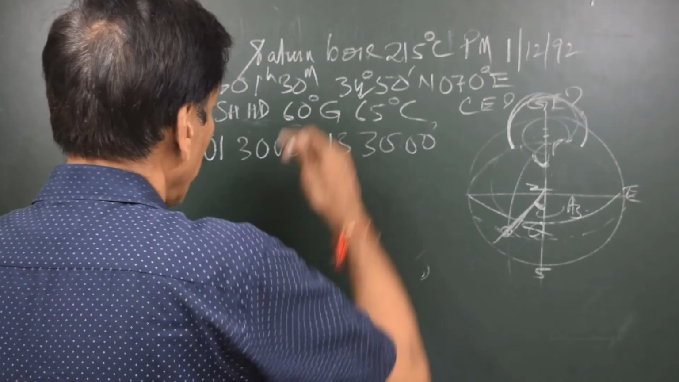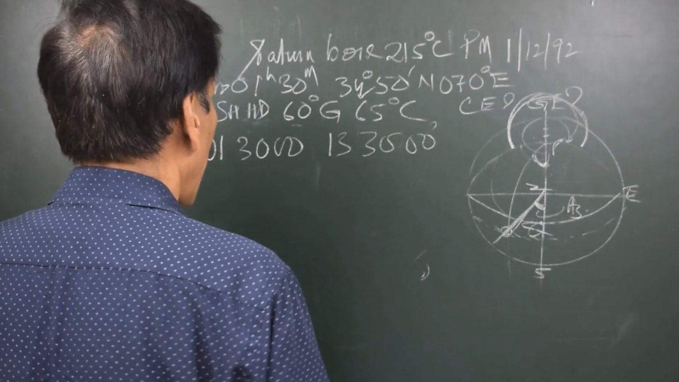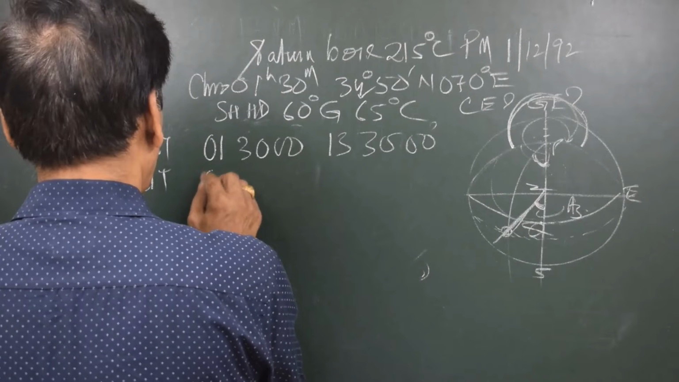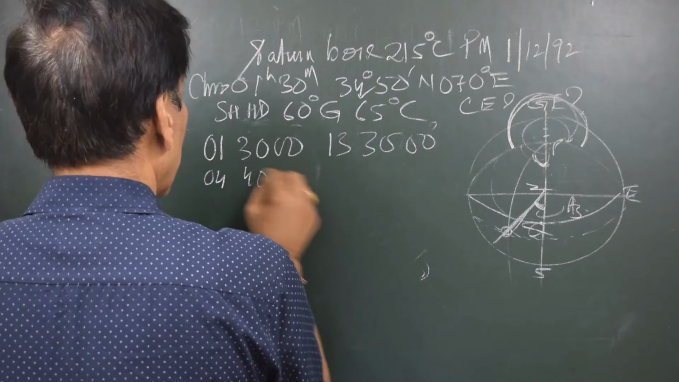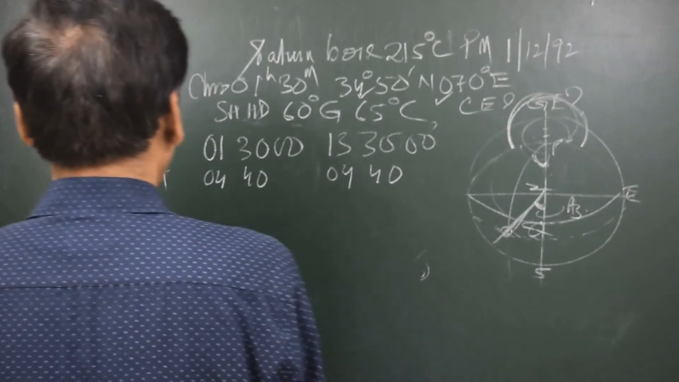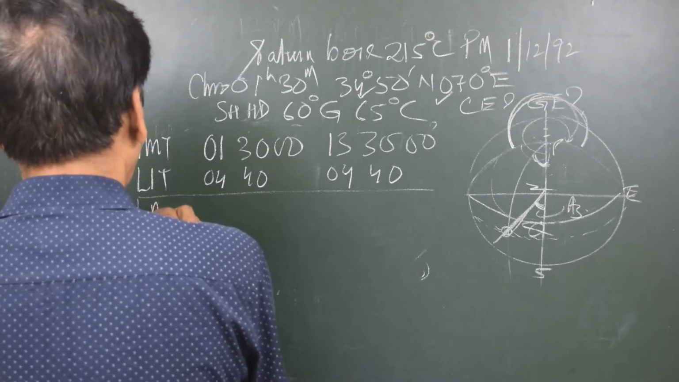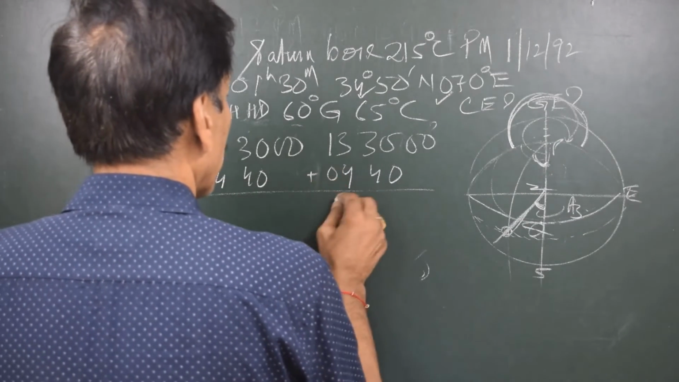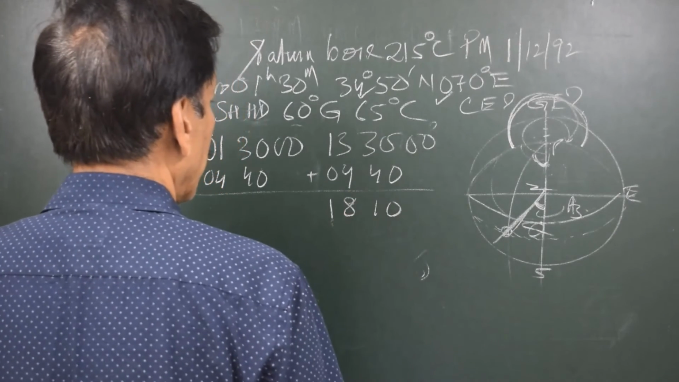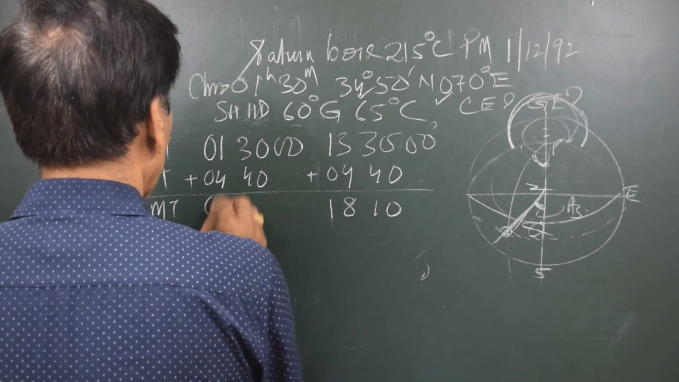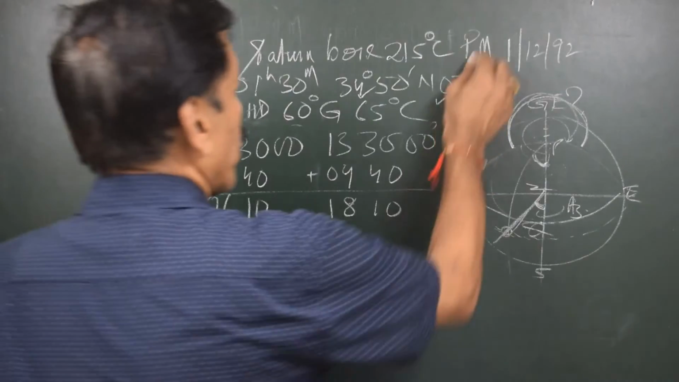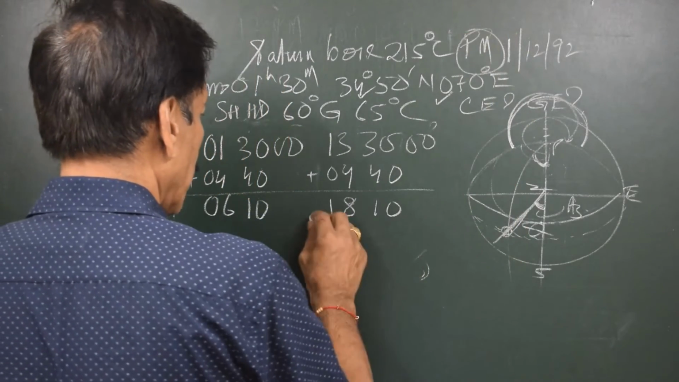To resolve the ambiguity, we should come down to LMT level, and for that I need to apply LIT. It gives me 4 hours 40 minutes, 0440. Now longitude is east, which means the G is least. For LMT I will need to add, so it becomes 1810, right? And here it becomes 0610. But the question says PM, right? In the question, the hint given is PM, so this is the correct LMT.